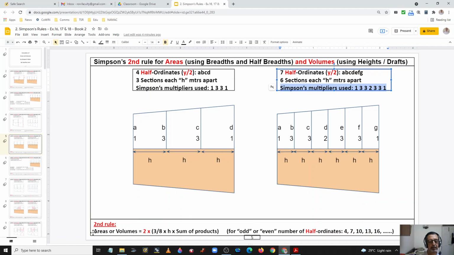The Simpson's second rule formula is, since we have used half ordinates, we multiply it by 2. The basic formula is 3 upon 8 multiplied by h multiplied by the sum of the products. Now this can be used for odd or even number of half ordinates or full ordinates, but they have to be in this order: 4 or 7 or 10 or 13 or 16, and it progresses in that fashion.